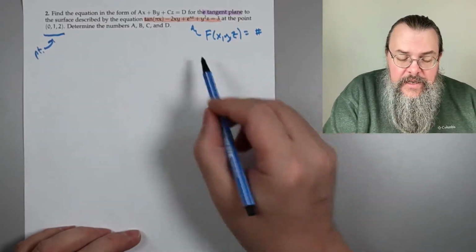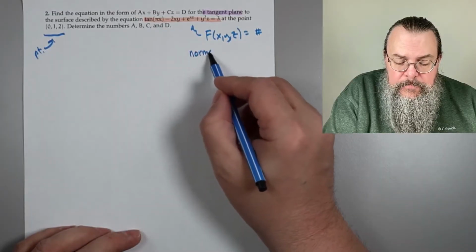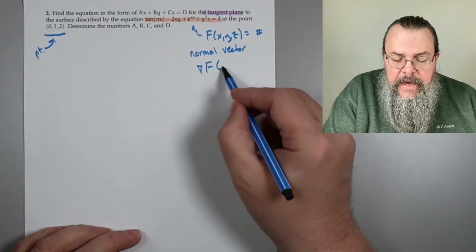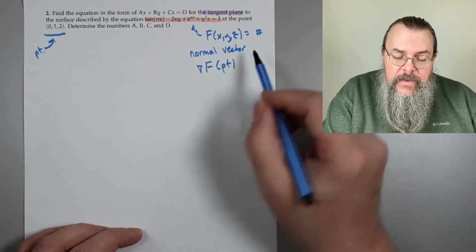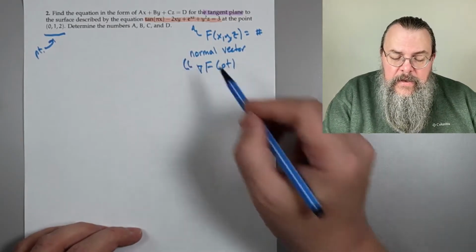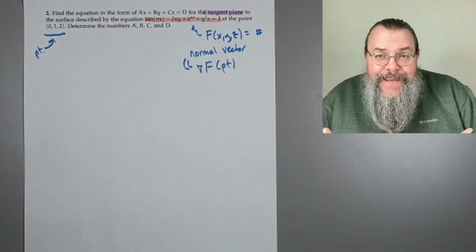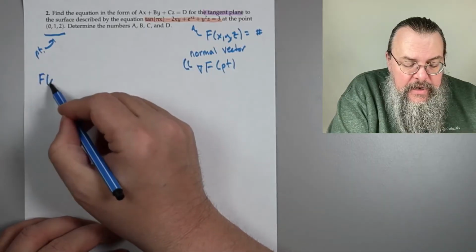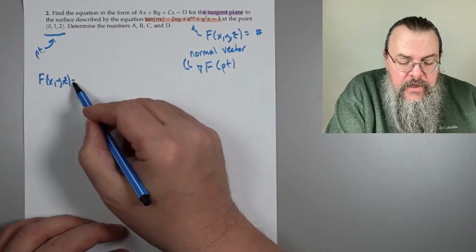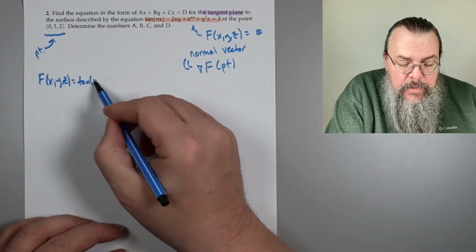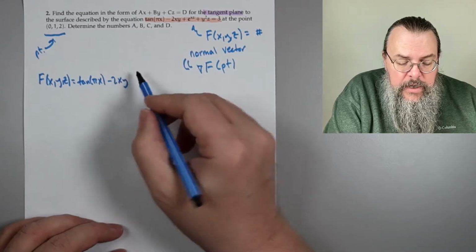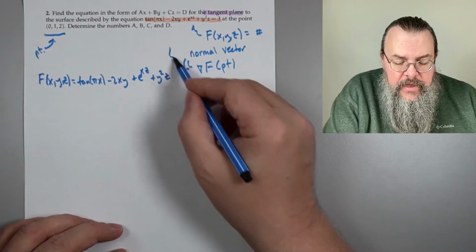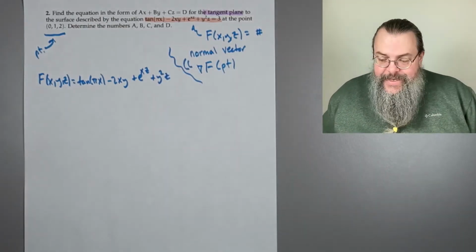And when we're in this setting, it turns out that our normal vector can be described in the following way. Namely, it's the gradient of f at our point. So that's it. So great, now we have a plan. We know we're taking our function, we'll write it down again, f of x, y, z equals tangent pi x minus 2xy plus e to the xz plus y squared z. Okay, there's our function. Now we're going to take the gradient of that.